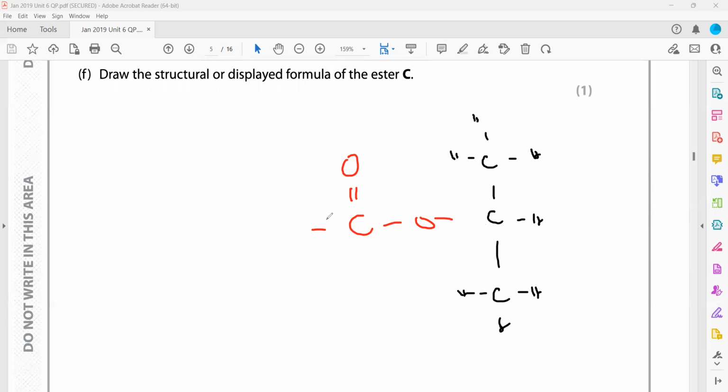And this one is there, then another carbon, because the product will be propyl ethanoate. So this will be the structure, because the alcohol was propan-2-ol and the acid is ethanoic acid. That's why it will be propyl ethanoate as the final product.